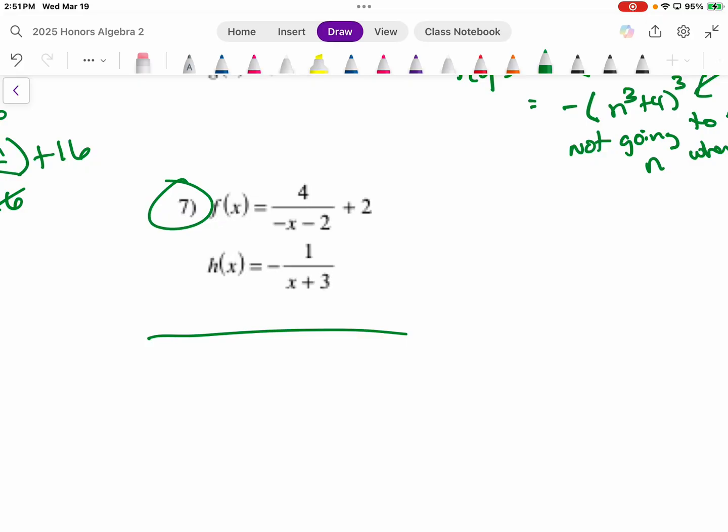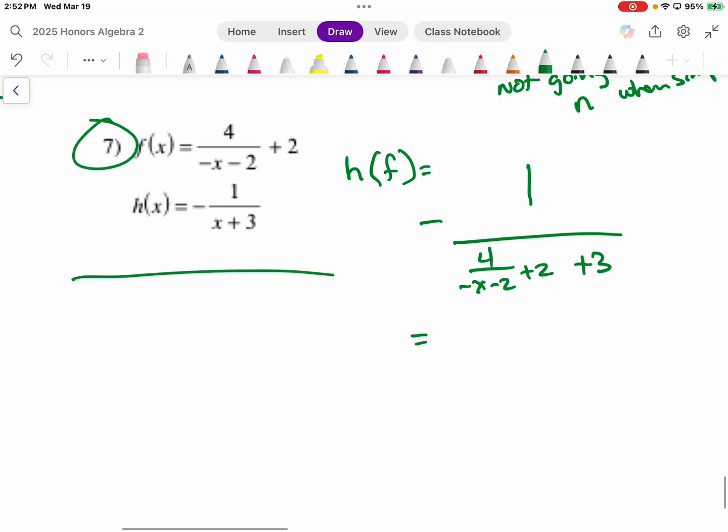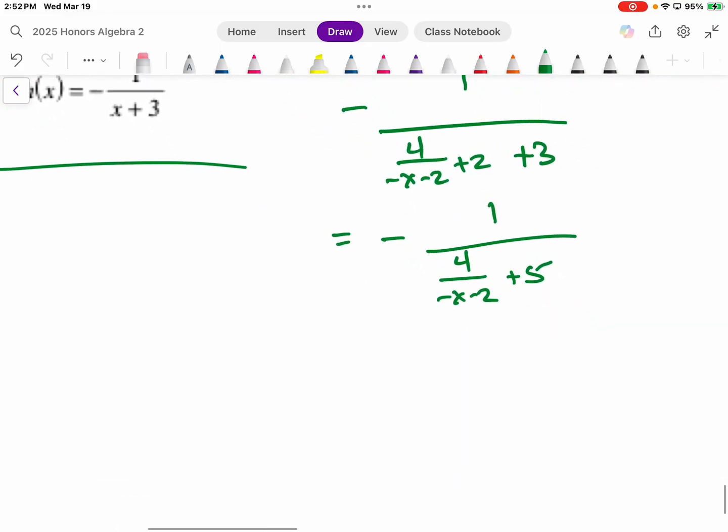I'm trying to decide which one I want to do. I'm going to do h of f first. I'm going to do the opposite, h of f. Negative 1 over, and then now I get to put in 4 over negative x minus 2 plus 2, and then it has a plus 3. All right, sweet. So that's going to be negative, and then 1 over 4 over negative x minus 2 plus 5.